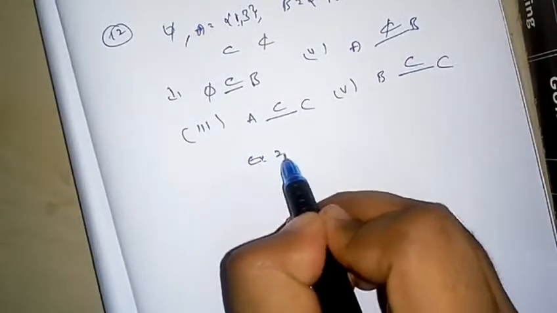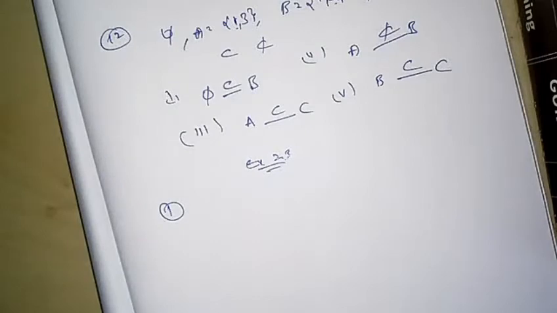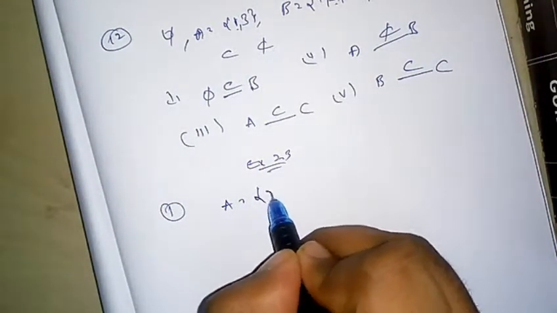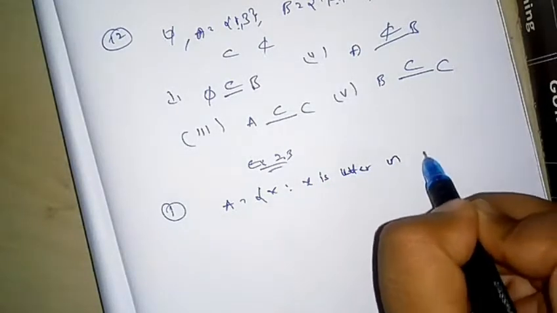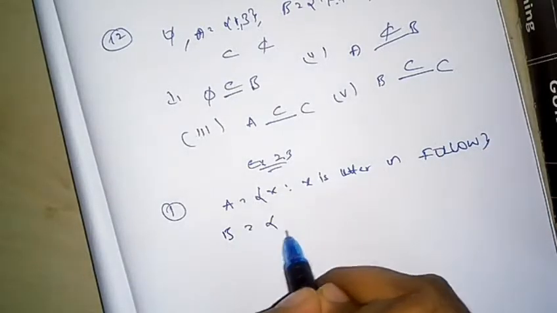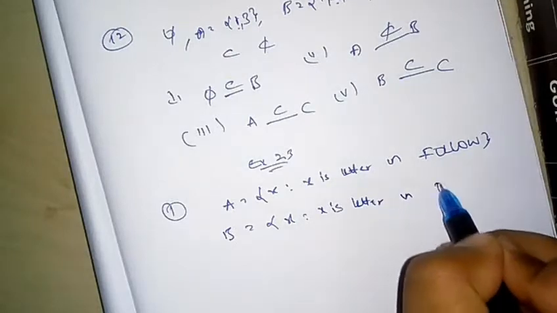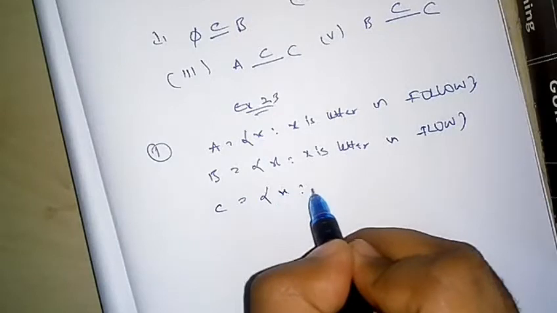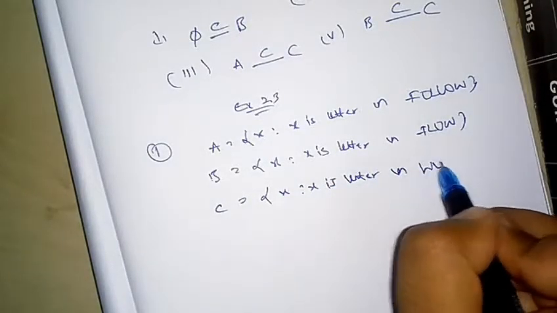Next, exercise 2.3. First question. X is a letter of the word follow. A is equal to {x such that x is a letter in follow}, B is equal to {x such that x is a letter in flow}, and C is {x such that x is a letter in wolf}.